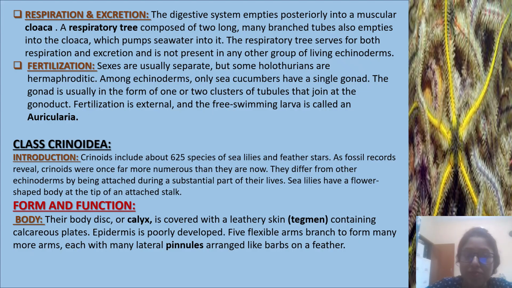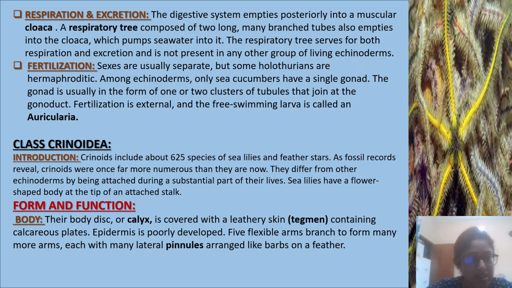Next, fertilization of the class Holothuroidea. Their sexes are usually separate, but some holothurians are hermaphroditic. Among echinoderms, only sea cucumbers have a single gonad. The gonad is usually in the form of 1 or 2 clusters of tubules that join at the gonoduct. Fertilization is external and the free-swimming larva is called an auricularia.